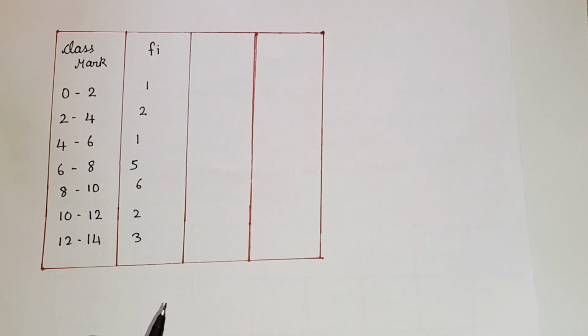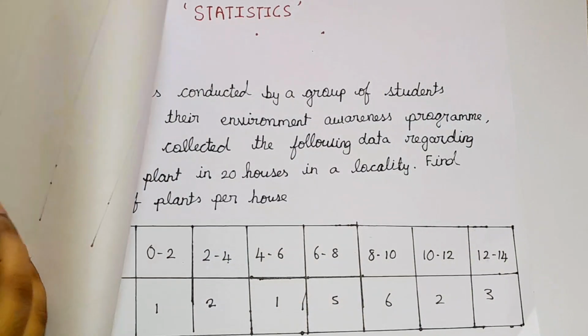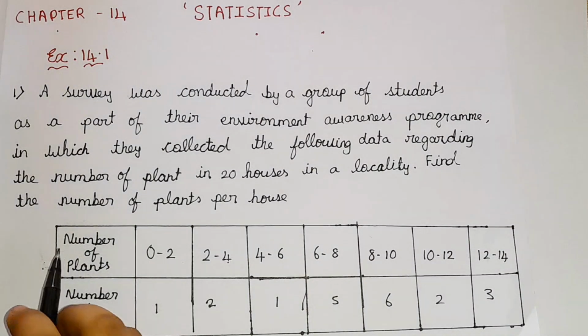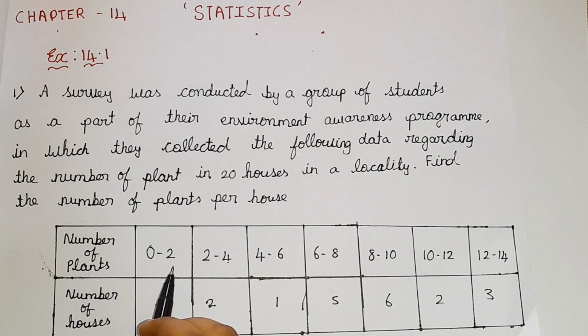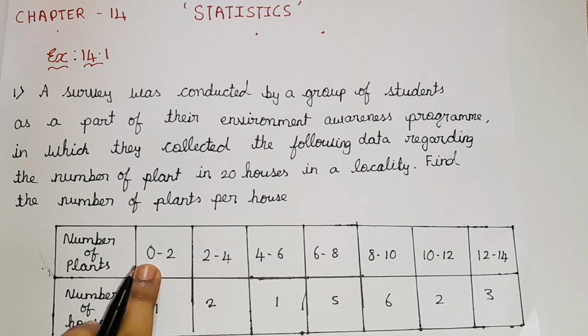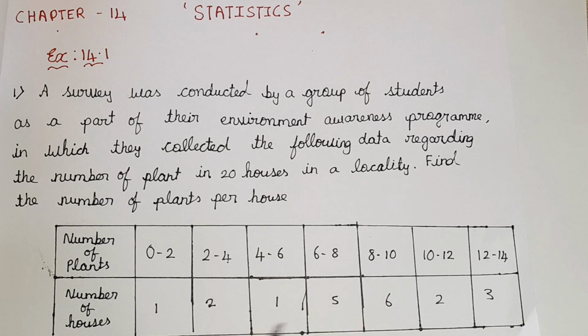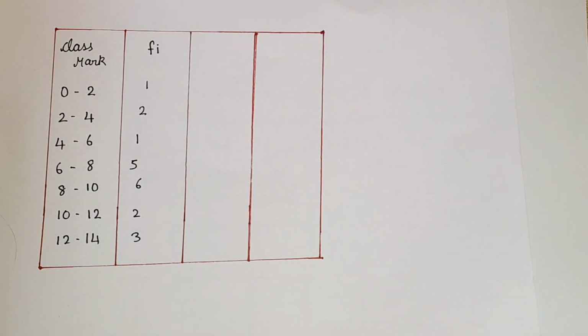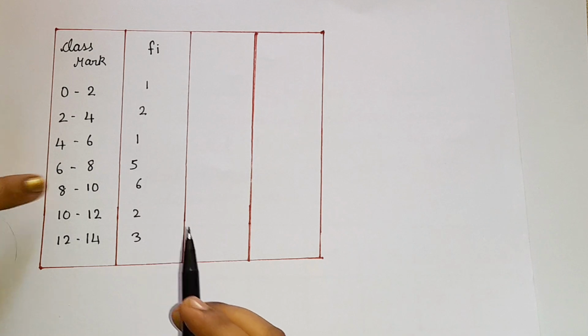Okay guys, so here I just drew the table. When you look at this table, the number of plants they have mentioned is 0 to 2, 2 to 4, like that, isn't it? They didn't mention the exact number of plants, so we are supposed to find the exact number of plants. Here we just took this as class mark. So remember guys, whenever we have numbers like this with a dash, take it as class mark, and these values here take it as Fi. Fi means frequency. I just wrote it as it is.